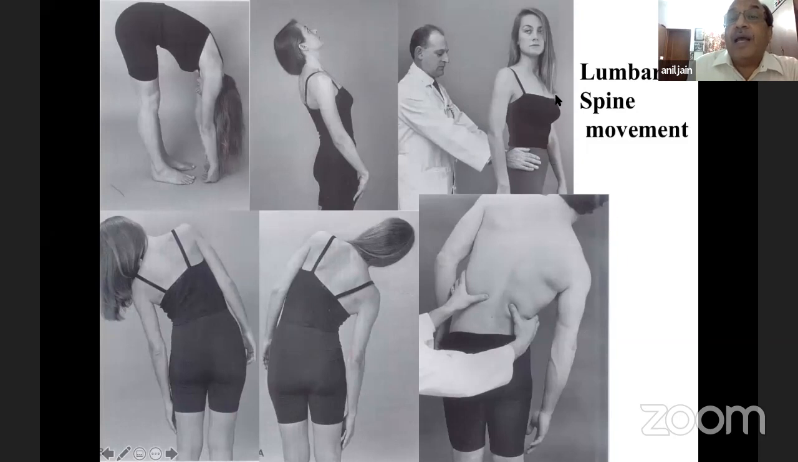Hold the iliac crest, ask the patient to bend forward, twist right side or left side to see the rotatory movement of the lumbar spine, or a side bending.